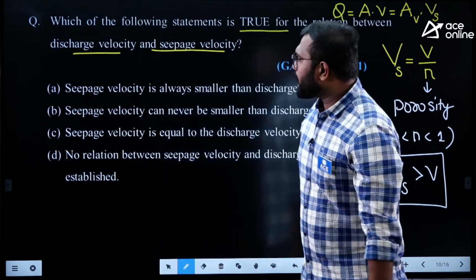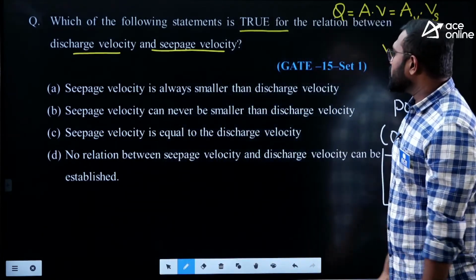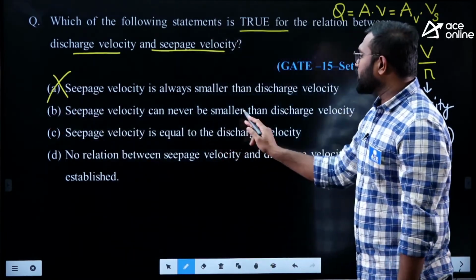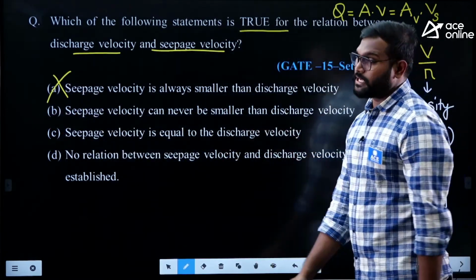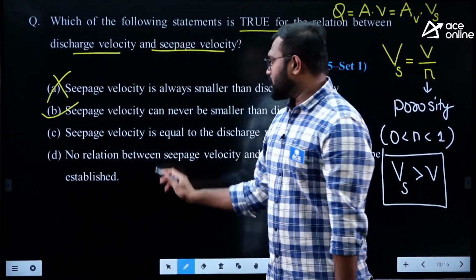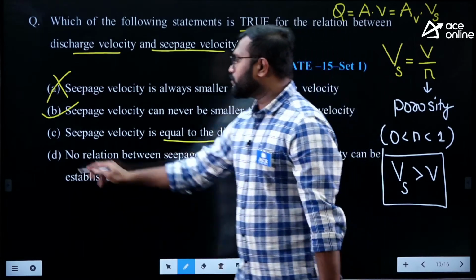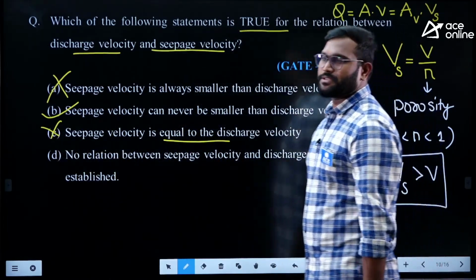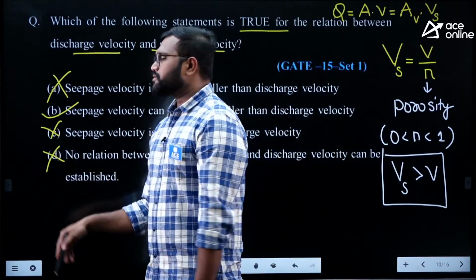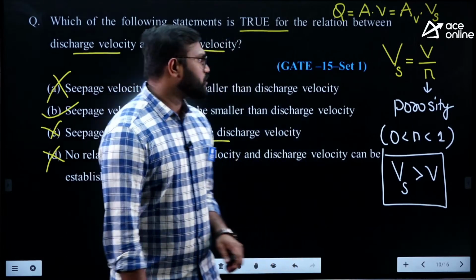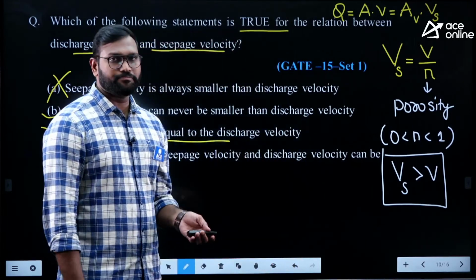See the options. Seepage velocity is always smaller than discharge velocity? No. Seepage velocity can never be smaller than the discharge velocity? Yes. It can never be smaller than the discharge velocity. Seepage velocity is equal to? No. No relation between seepage velocity and discharge velocity can be established? No, there is a relation. So what is the correct answer? The correct answer is option B. This is a 1 mark question from GATE 2015 set 1.